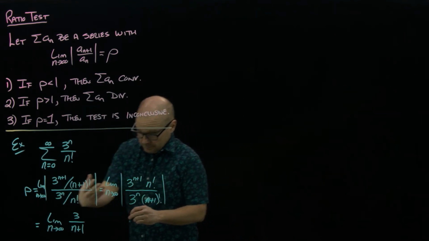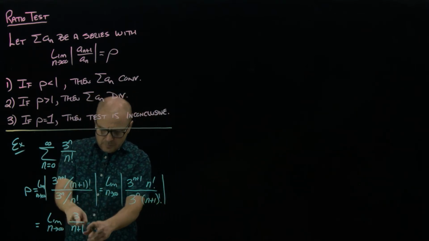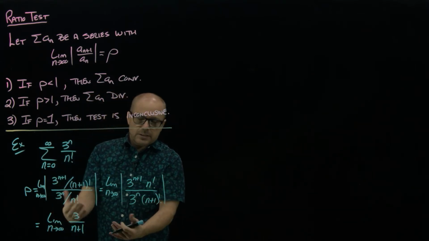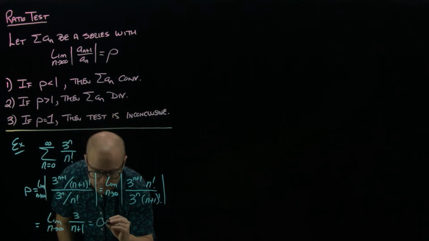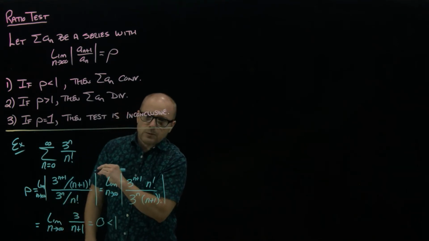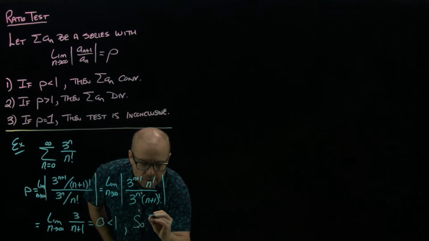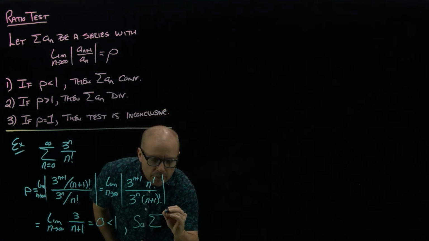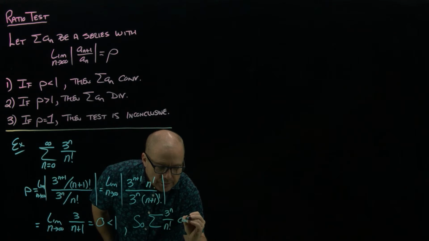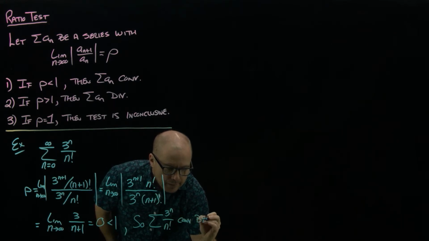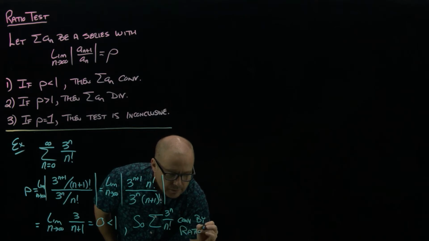Because now, at this point, I guess this is still an absolute value, but nothing in here is negative, right? So I really could just drop the absolute value at that point. That limit is 0, which is less than 1. So our series, 3 to the n over n factorial, converges by ratio test.